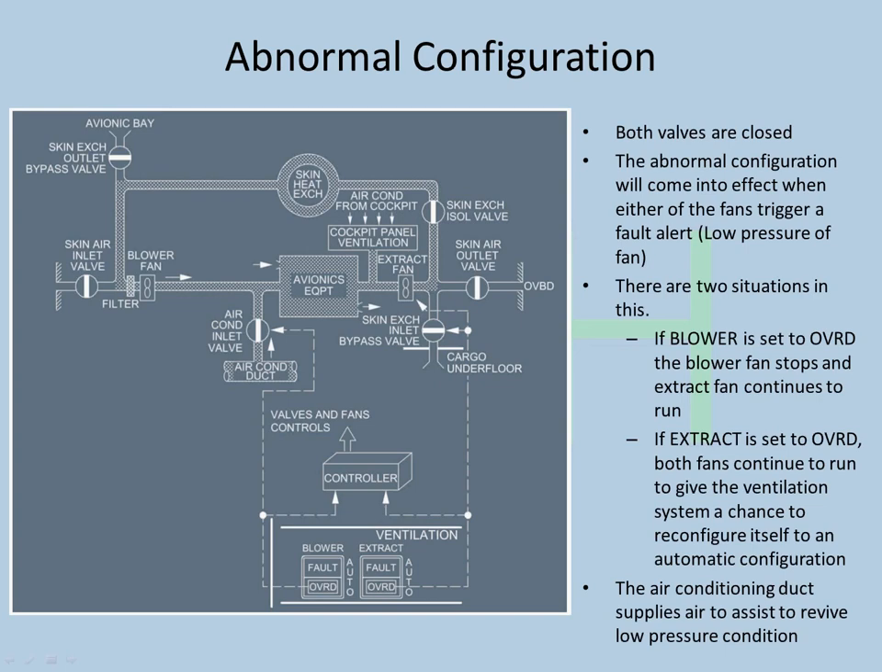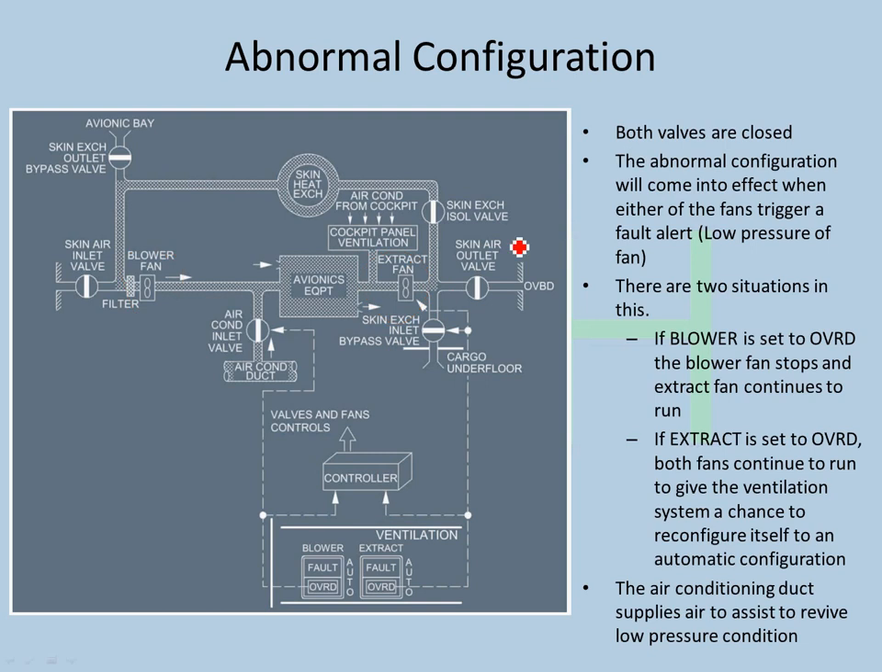Now let's talk about abnormal configuration. Abnormal configuration is manually controlled. It will come into effect when either of the fans triggers a fault alert, low pressure of the fan. So these fans, blower or extract fan, are not running at a good speed. Low pressure is there in the fan. So that is when your abnormal configuration will kick in.